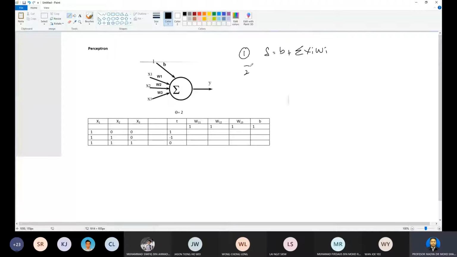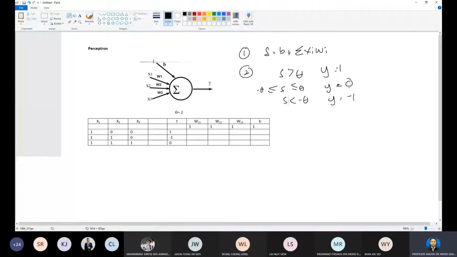Second step, the condition: if S is greater than the threshold, Y equals 1. If S is less than the threshold and greater than the negative threshold, Y equals 0. And if S is less than the negative threshold, Y equals negative 1. That is the condition to get the output, either 0, 1 or negative 1.